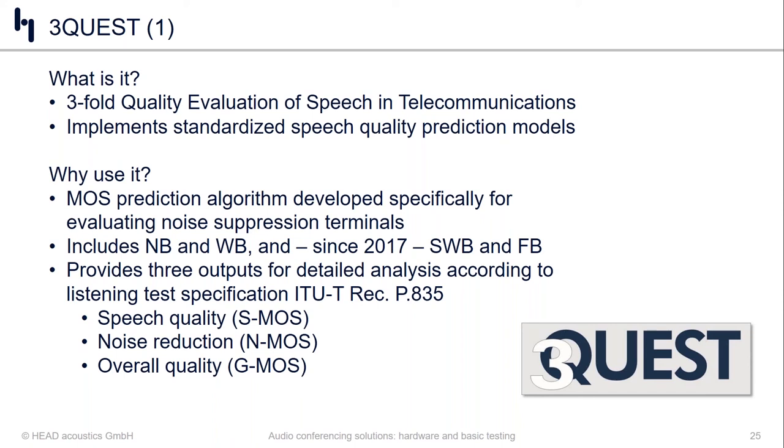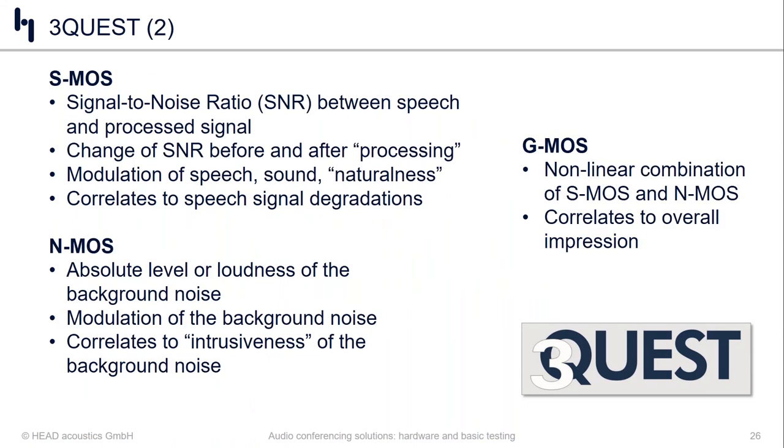It's been adopted widely in the industry, so voice industry in general and communications. And suffice it to say, I just want to draw your attention to the bottom 3 lines here. Regardless of which version of ThreeQuest you're using, the common output is always going to be that we have a speech quality predictor, SMOS. We have a noise reduction or noise suppression quality predictor. That's going to be the NMOS portion. And then the overall or global quality predictor is going to be the GMOS. Those are the parameters that we have to work with.